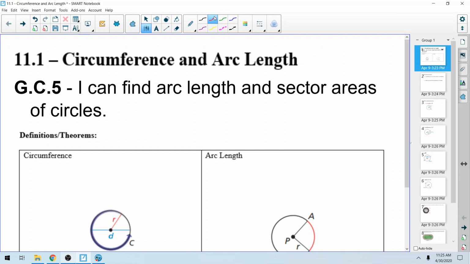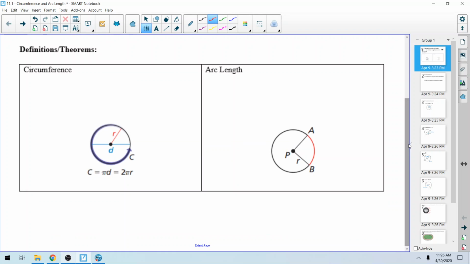So in 11.1, we're going to review, first of all, the circumference of a circle, and then we're going to look at what arc length is. First of all, circumference is the distance around a circle. Now, some people say that this is kind of like the perimeter, but when we're talking about a circle, we call it circumference.